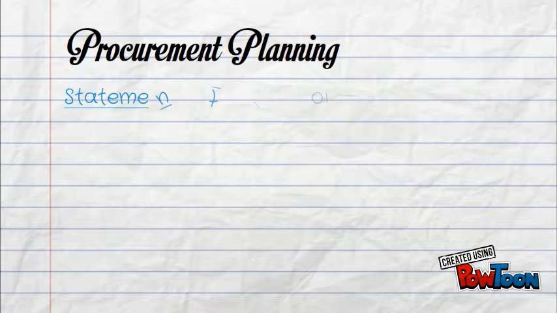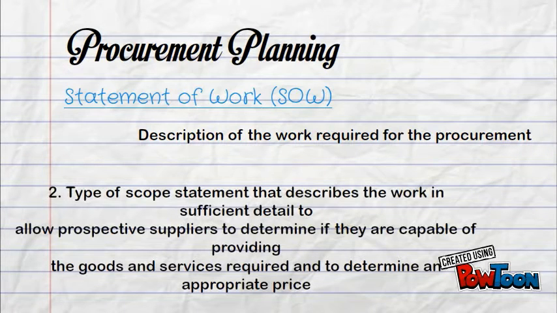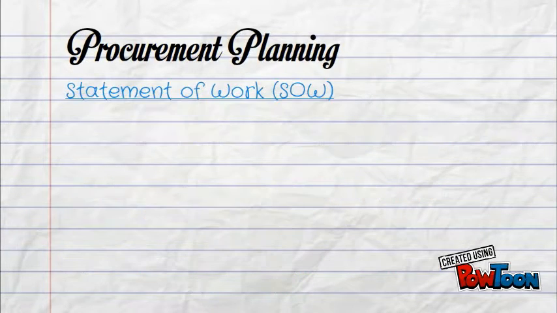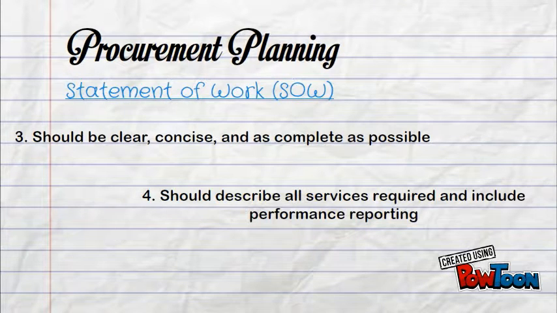Statement of work, or SOW. Number 1. Description of the work required for the procurement. Number 2. A type of scope statement that describes the work in sufficient detail. Number 3. Should be clear, concise, and as complete as possible. Should describe all services required and include performance reporting.